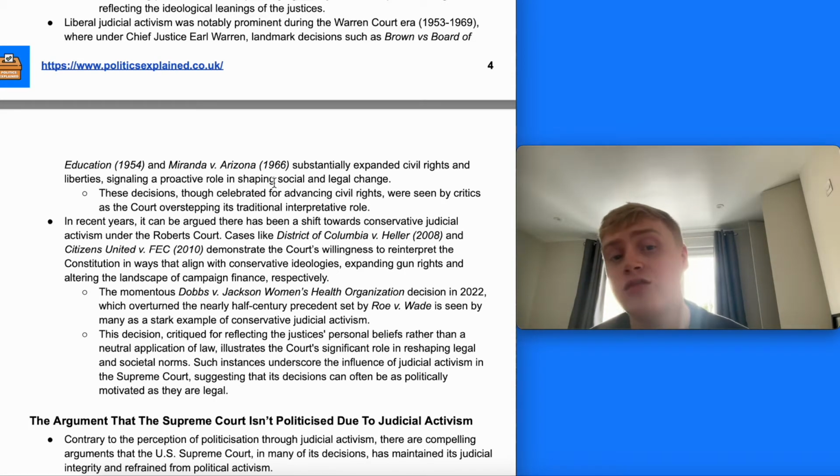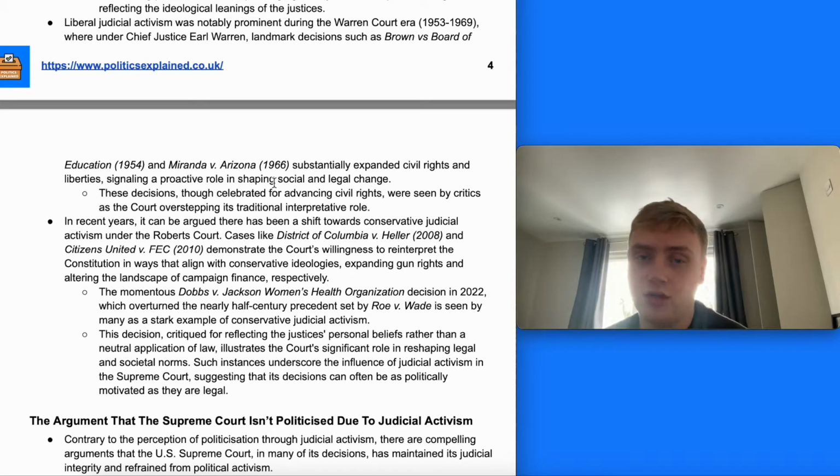These decisions, though celebrated for advancing civil rights, were seen by critics as the court overstepping its traditional interpretive role and using it to promote policy goals of advancing civil rights, which they shouldn't be doing, as they should simply be upholding the Constitution.